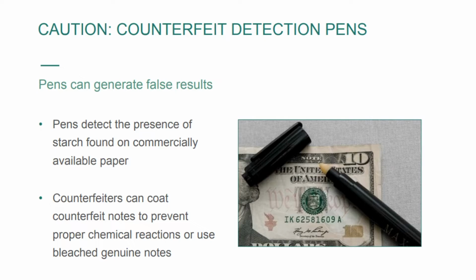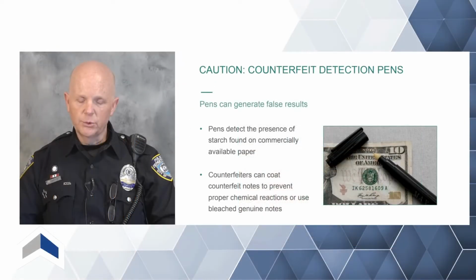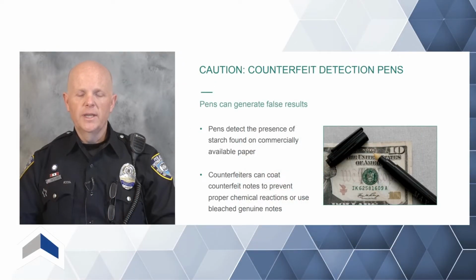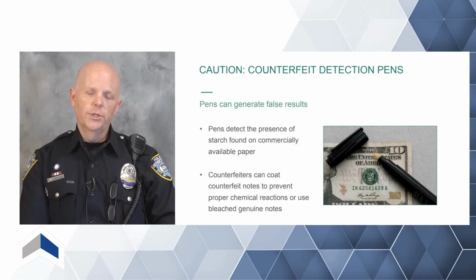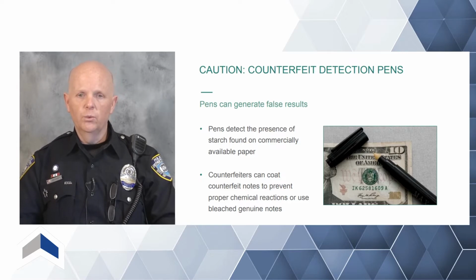They work by detecting a starch that's found in commercially produced paper, but counterfeiters can coat their counterfeit notes with substances that will counteract the pen. Really good counterfeiters, which we don't see very often, can actually bleach lower denomination notes and then reprint the higher denomination onto them. So the paper that they're printed on is actually real currency paper, so it's not going to react to one of these pens.